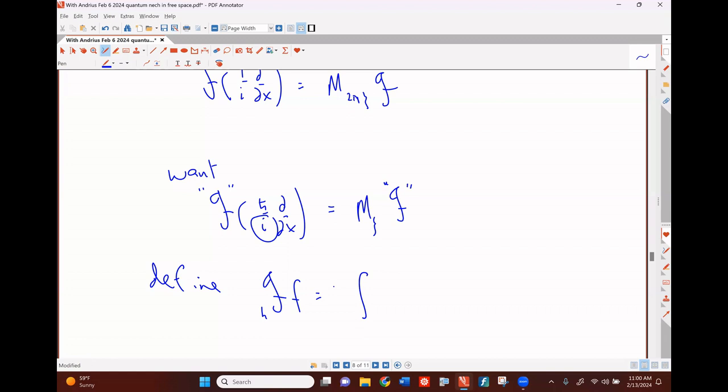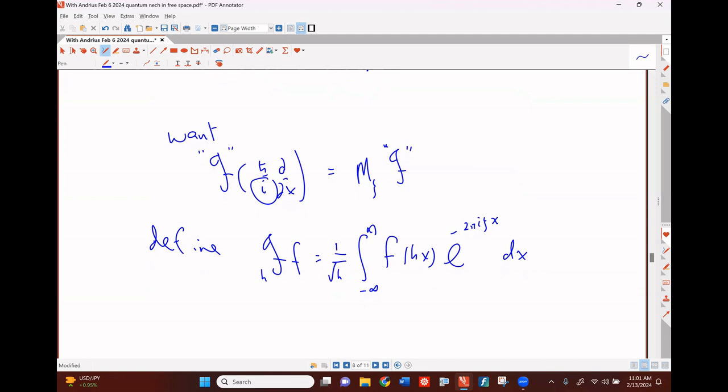And so what you do is you essentially scale by H. And what is it? I wrote this down. I think it is F of HX, e to the minus 2 pi i. And I think this is unitary. Let me just make sure I got this right.